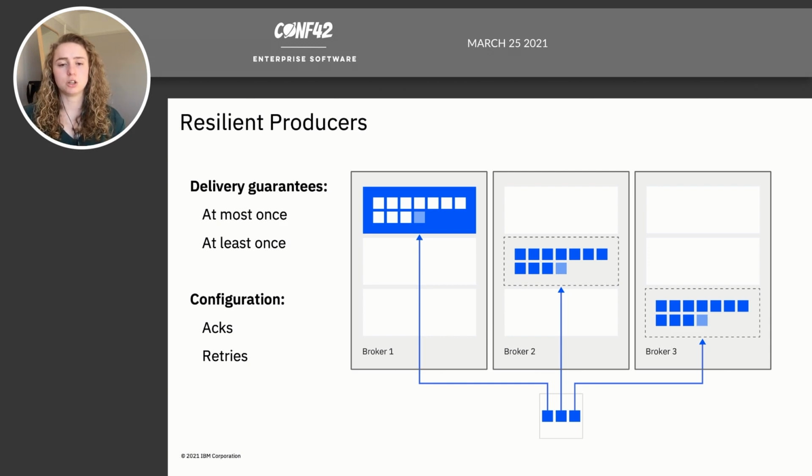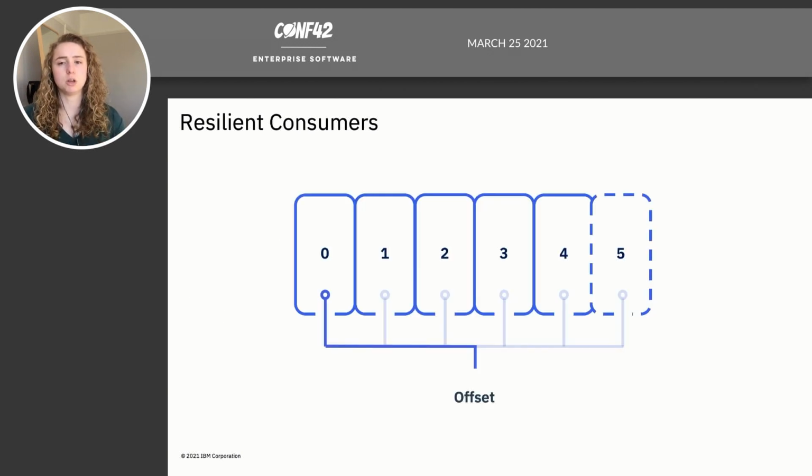So let's take a look at consumers. With resilient consumers, the configuration value we need to be aware of is how we're committing our offsets. Because Kafka has this stream history and retains all of the data within it, so it's got this persistence, we need to be aware of where we've read up to so that we don't reread a message if our consumer was to go down, for example, and come back up again. And to do this, we use something called offsets.